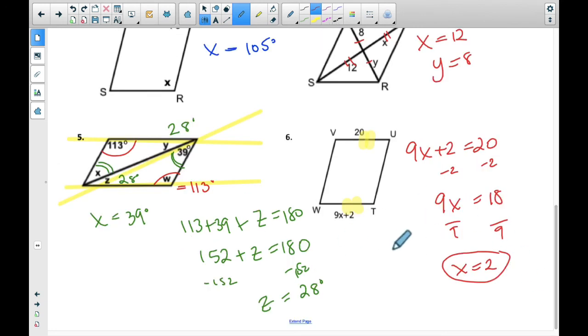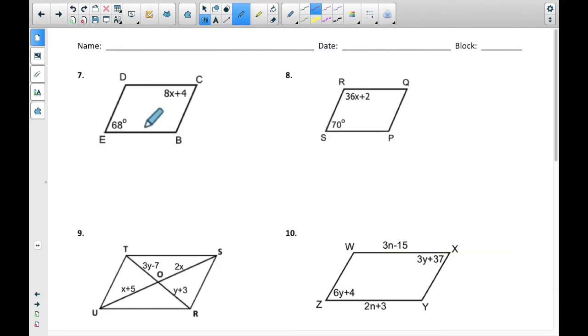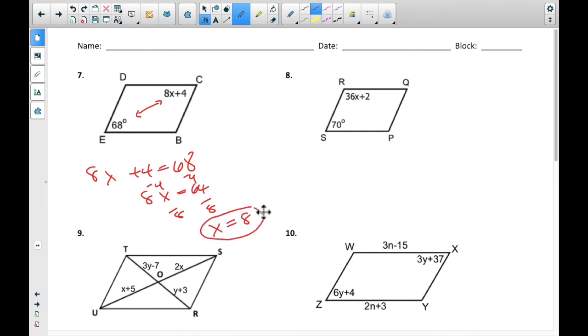Okay, we have one more page for this video. Let's turn the page. Remember, these are across from each other like that. That means that they are equal to each other. So I can set up an equation. I subtract 4 from both sides. That gives me 8x equals 64. I divide by 8. I get x is 8.